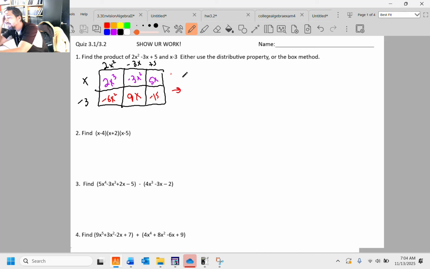And they're going to combine like terms, starting with the largest exponent first, which is 2x cubed. If you put these two girls together, negative 6 and negative 3, you get negative 9x squared. If you put these two bros together, 9 plus 5 is 14. And finally, we have minus 15.